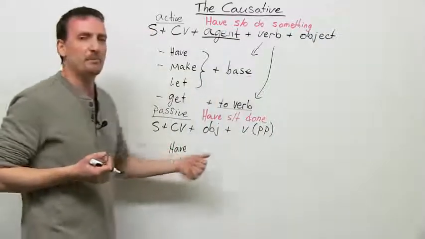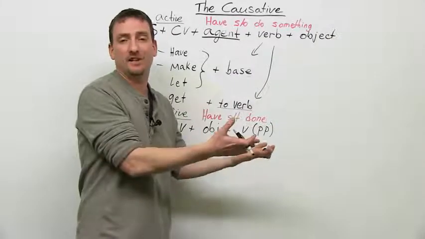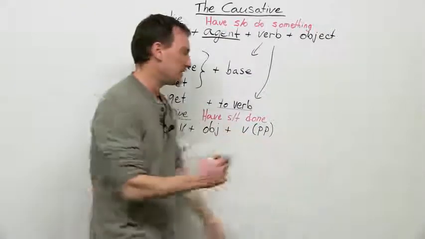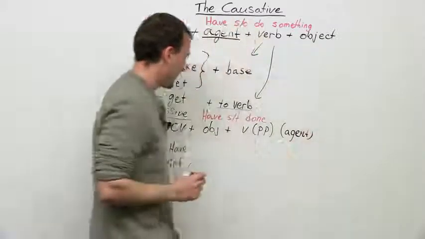So if I had my hair cut, who did it? The barber. Do I need to say it was the barber? No, you understand that, right? So the agent is optional. I'll put it in brackets, in parentheses.